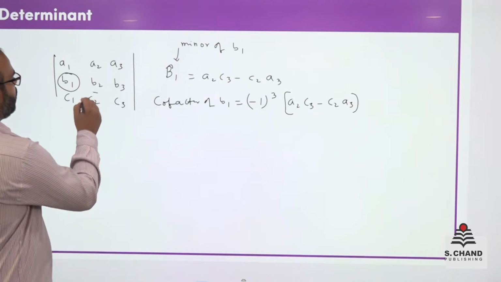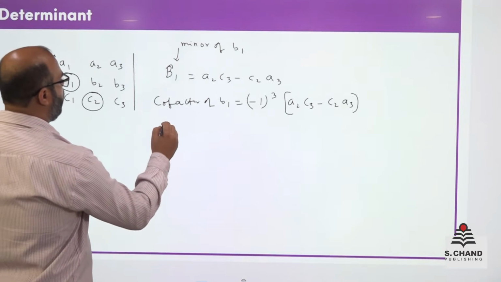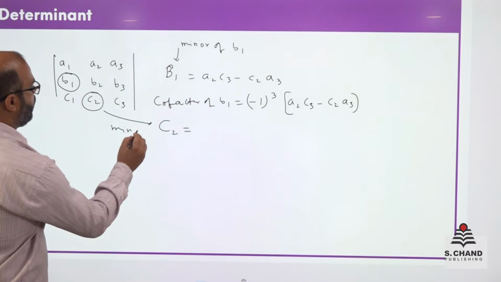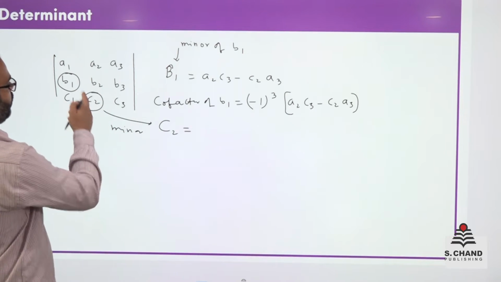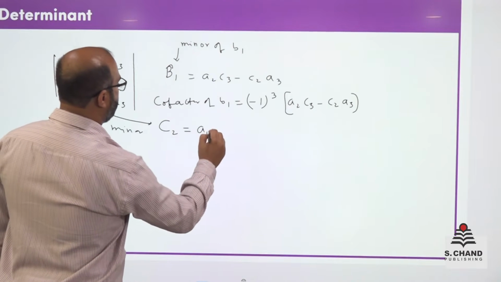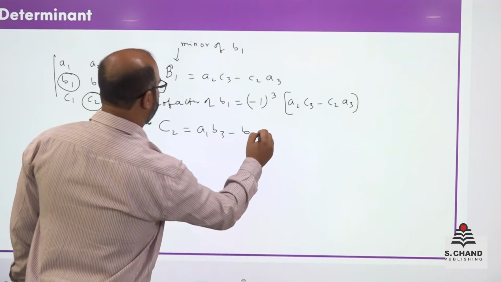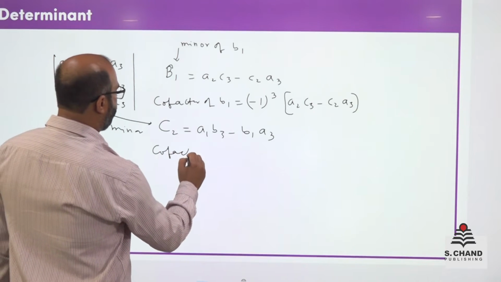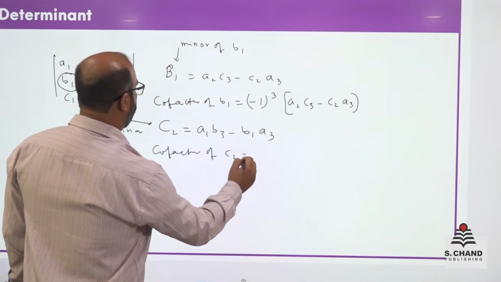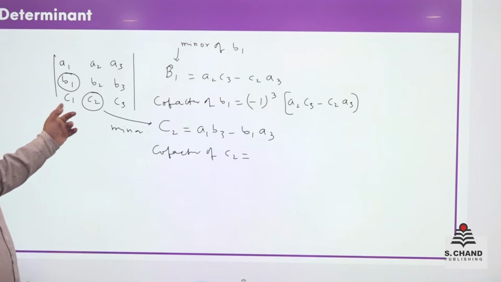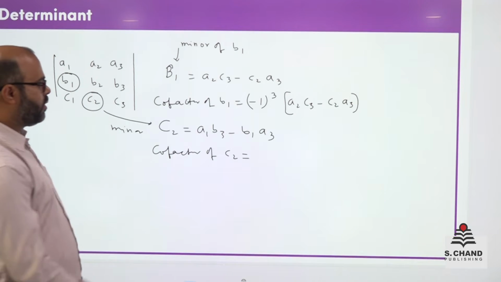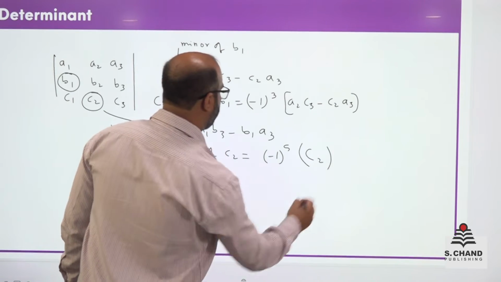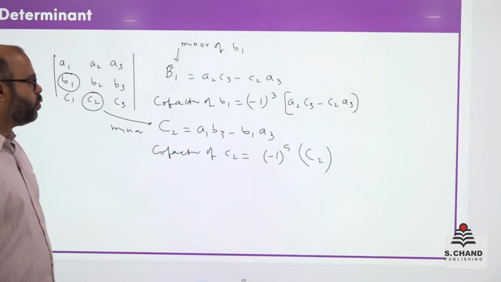If I take C2 and talk about the minor of C2, then the minor of C2 is obtained by eliminating this row and this column: A1 B3 minus B1 A3. And if we talk about the cofactor, the cofactor of C2 is equal to, now its position is third row second column, 3 plus 2, 5. So minus 1 to the power 5 into the minor of C2.